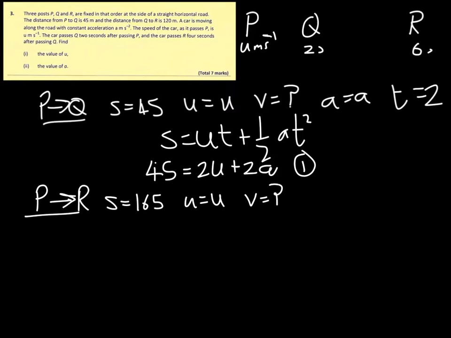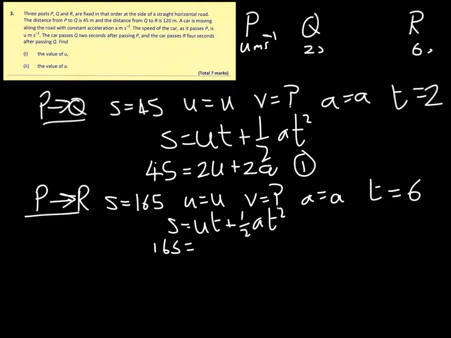V, we're not interested in. This time V would be the speed at R, and I'm not interested in that. Acceleration will be the same, it's A. And the time, this time it takes a total of 6 seconds to get from P to R. The key to this question is realising that. Again, I don't want V, so I have to use s equals ut plus half at squared. Substitute in what we know, so that's 165 equals 6u plus 18a. I'll call that equation 2.